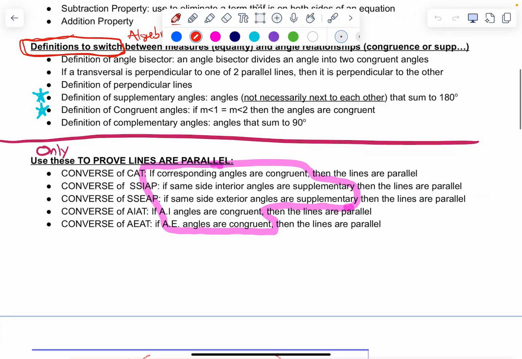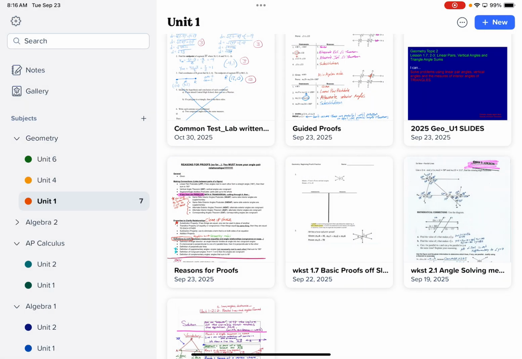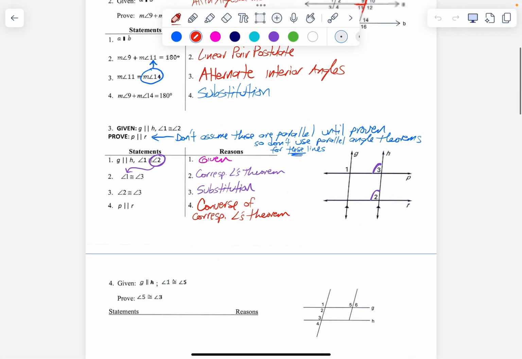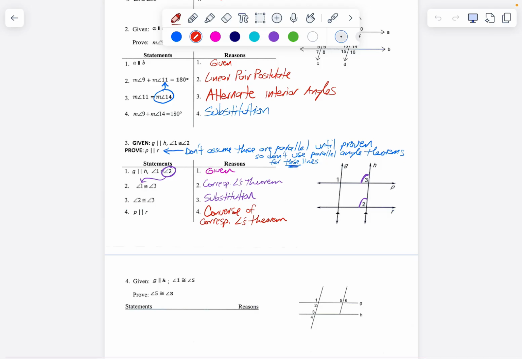Let me just read that to you or show you. If corresponding angles are congruent, that's what we just proved, then the lines are parallel. That is the converse of CAT, corresponding angles theorem. Just abbreviate that. If you want to write CAT on your proofs, that's fine. Okay. So that's a parallel line proof. You can see the slight difference to the first 2 that we did yesterday.